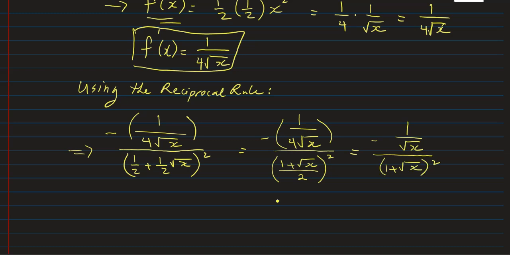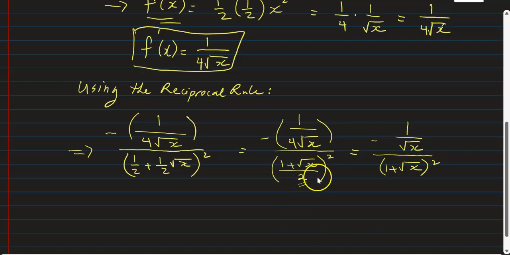All right, and that's because of this denominator down here, 2 squared, that's 4. So 4 divided by 4, that's 1. So what is left in the denominator is 1 plus root x squared, and the top would be negative 1 over root x. Okay, now that we have this, we don't have to do anything else with this.